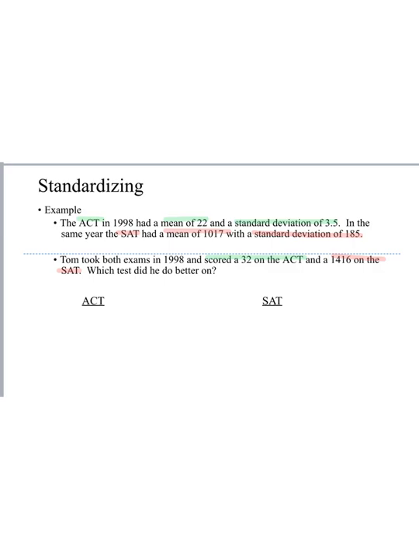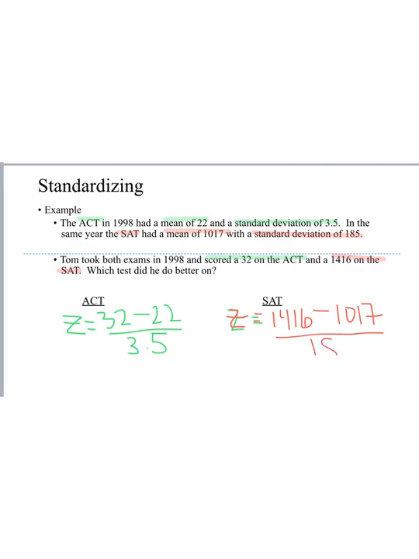So we can set up a z-score for both exams. We're going to have a z-score for ACT. Our x value this time will be 32. Our mean value is 22. And a standard deviation is 3.5. For SAT, we have an x value of 1416. We have our mean value of 1017 and our standard deviation of 185.